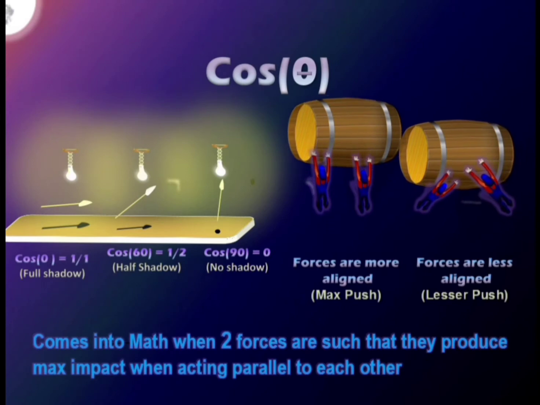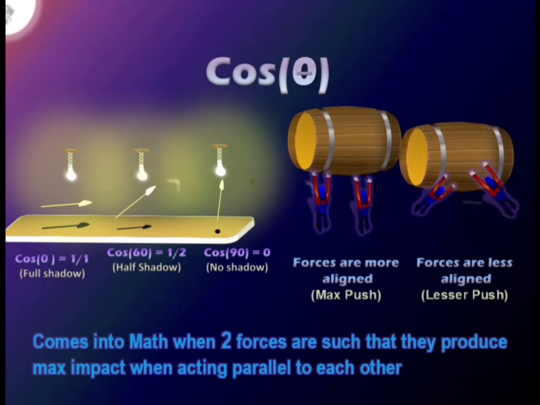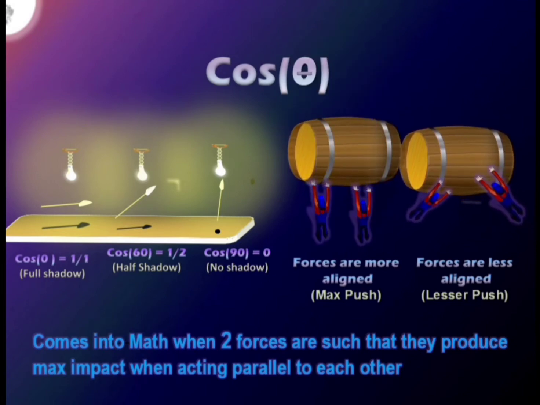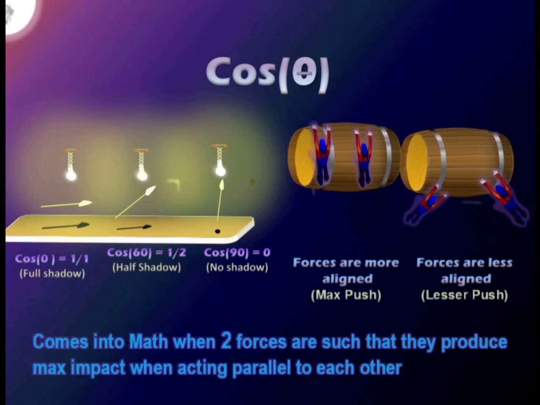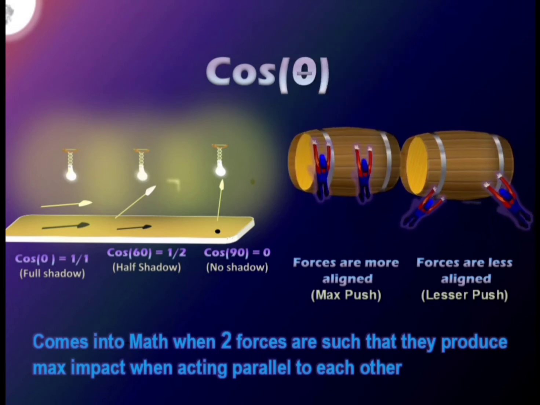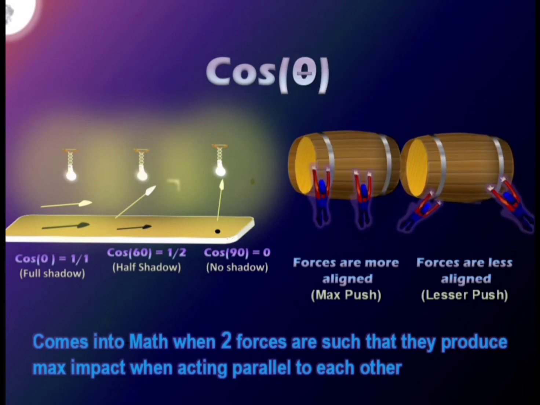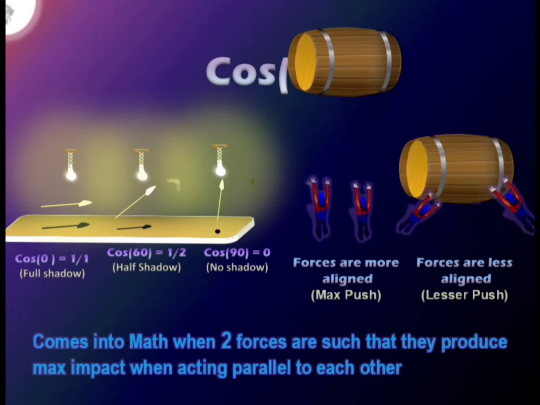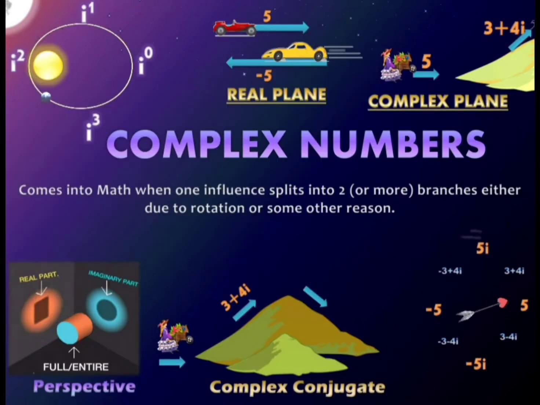Now, just as sine was a measure of how much perpendicular two forces are, what if you are told that cos is a measure of how much parallel two forces or influences are? Ever wondered why cos 0 is always maximum? The more aligned, the more parallel two forces are, the greater the value of cos theta. Cos, in fact, comes into math when two forces or influences are such that they produce maximum impact when acting parallel to each other.